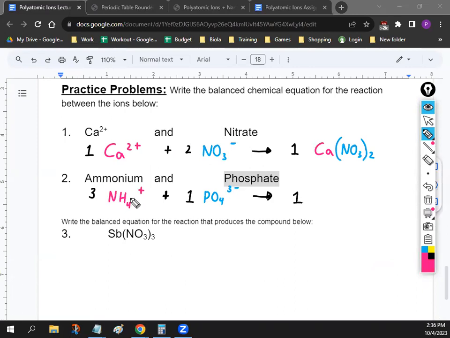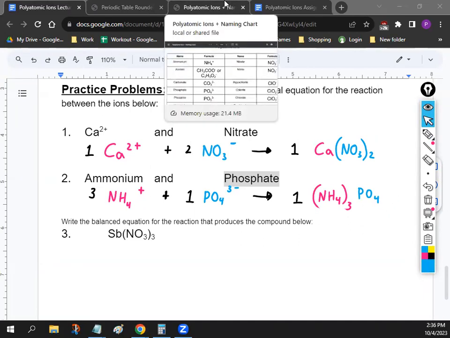And now we just need to put them together. So NH4 is going to be the +1. We need a total of 3 of these. We need 3 of the whole thing. So we're going to put the whole thing in parentheses to show we need 3 of them. And then we're going to write PO4. Okay, and there you go. That's your chemical equation for this one right here.